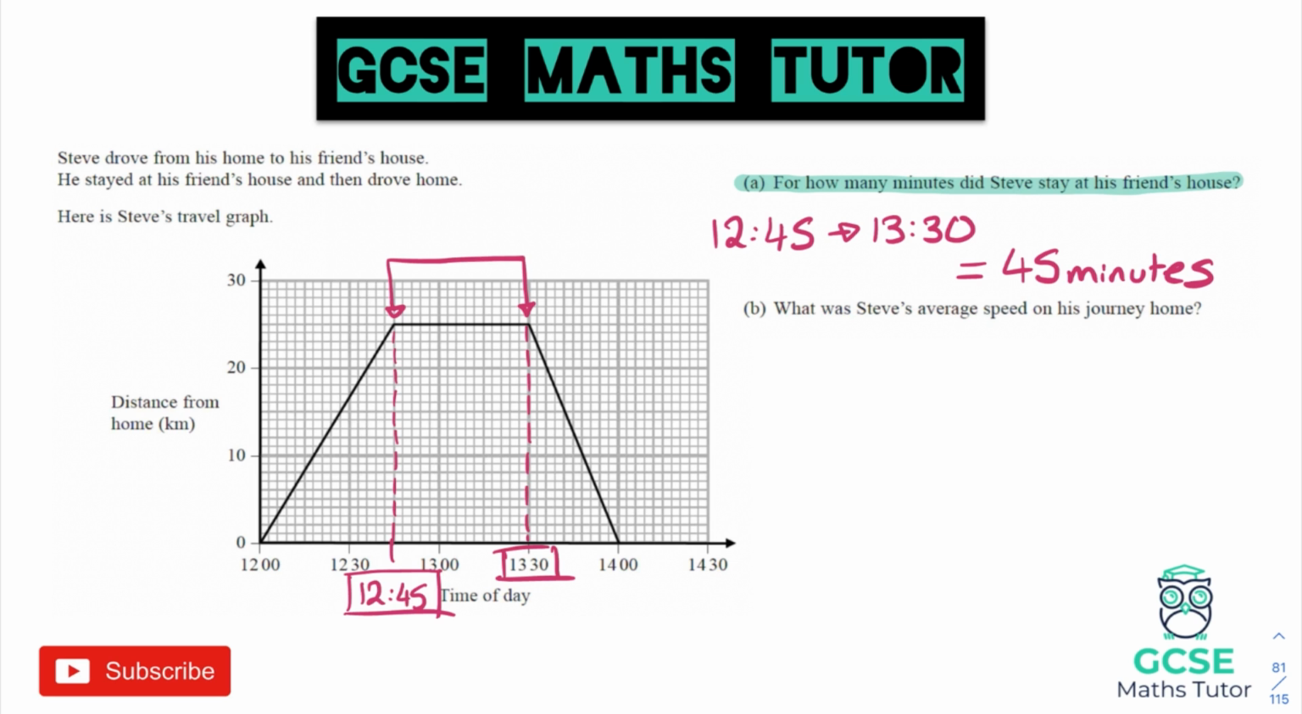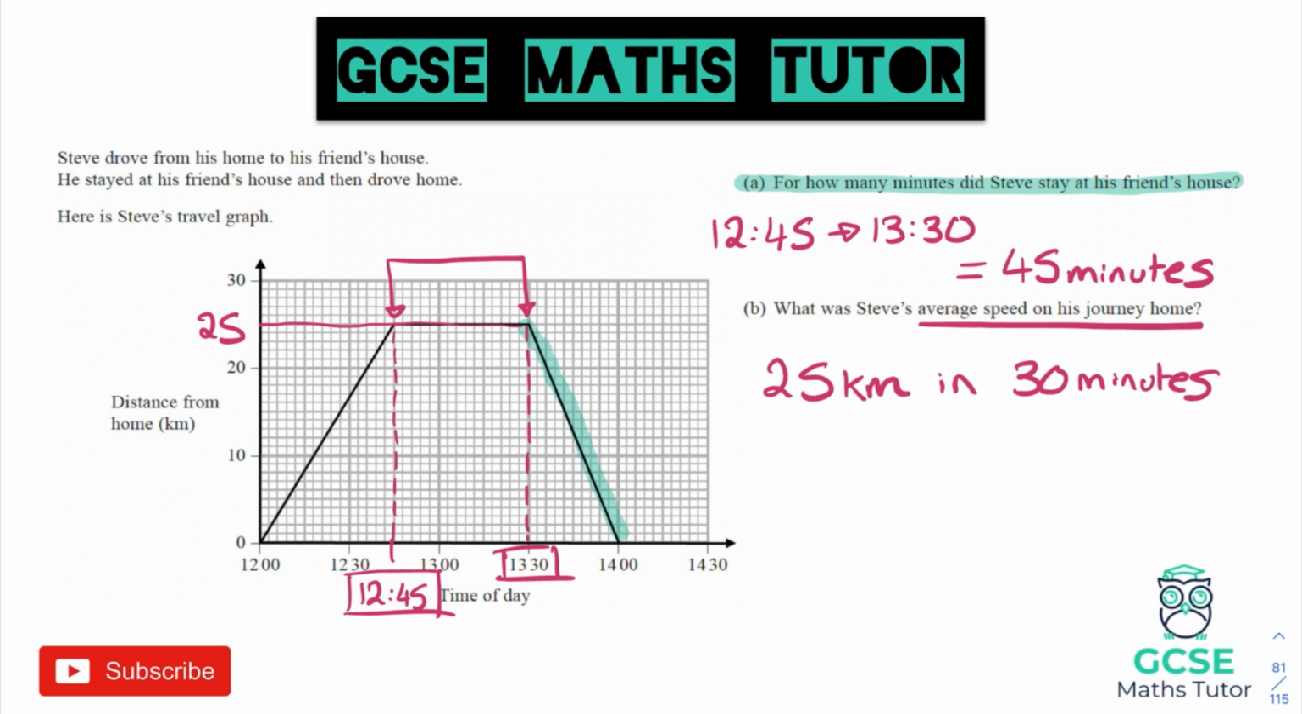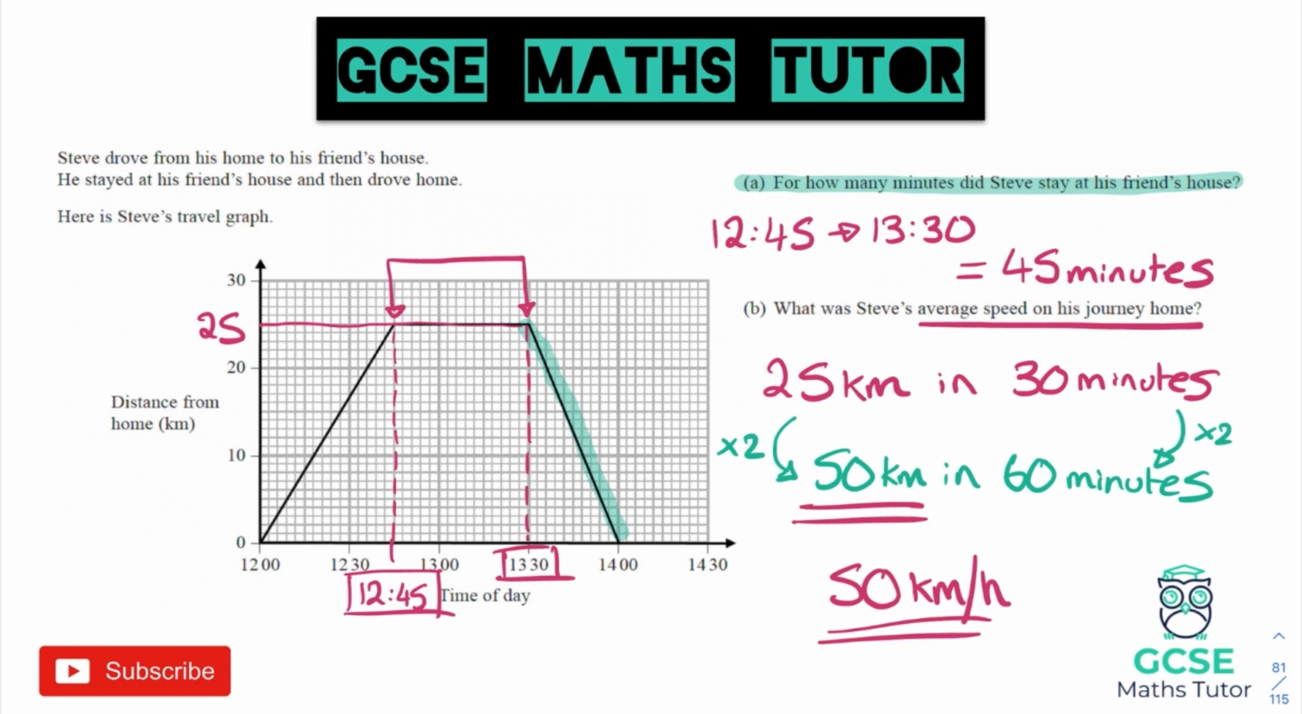You may also be asked about average speed. So remember, speed is distance over time, or as a non-calculator method, we can write this down. So this was 25 kilometers in 30 minutes. So speed we want to be 60 minutes. So have a look at how you can convert that to 60 minutes if you are doing this non-calculator.